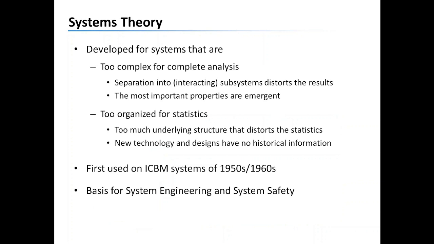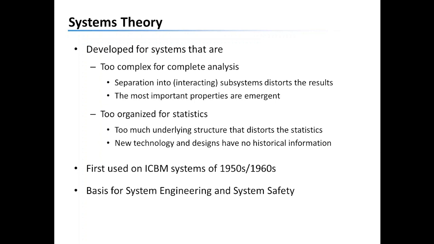Systems theory was developed for systems that are too complex for complete analysis, where when you separate it into interacting subsystems, it distorts the results. The most important properties in this system are emergent. I'll get back to that because that's really critical. But what that means is that they emerge when you put the components together. They aren't necessarily in the individual components. So if you talk about the cells of an apple, you can't see the shape of the apple in the individual cells. It's only when you put them together that you get a concept of shape.